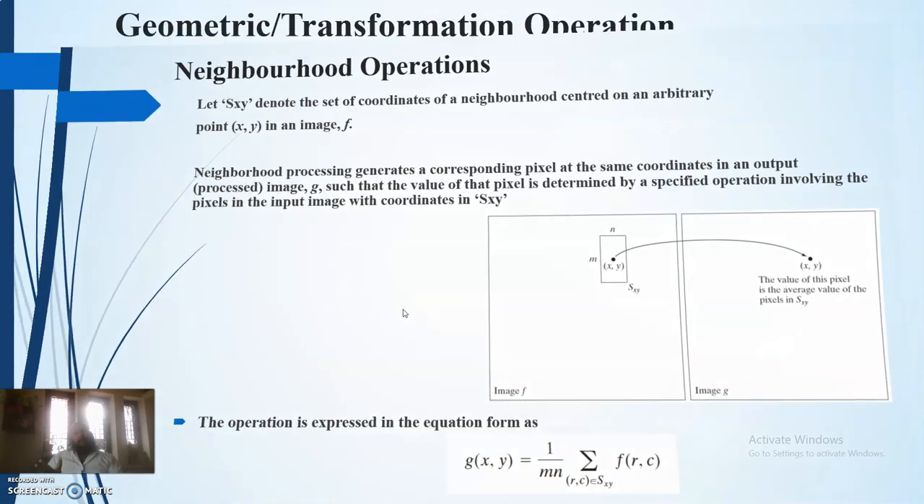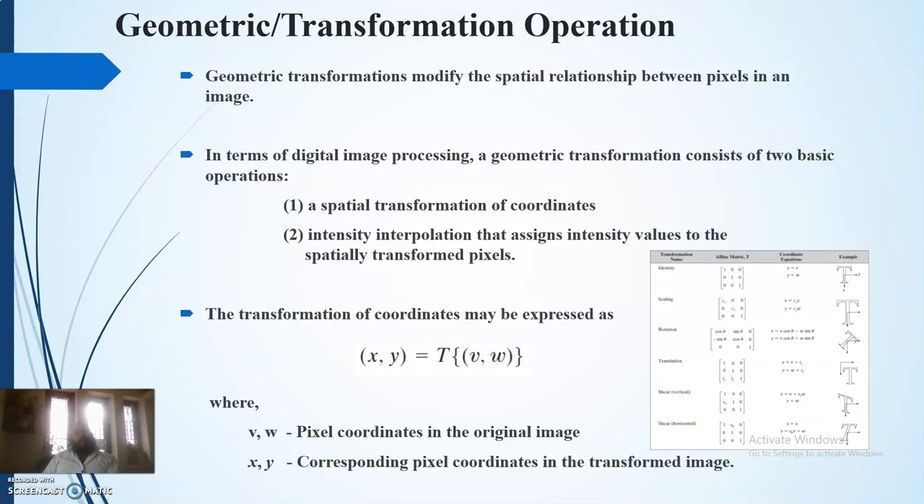Next we can see about geometric transformation operation. Here, geometric transformation modifies the spatial relationship between pixels. In this operation, we have two basic operations: one is spatial transformation of coordinates, and another is intensity modification.